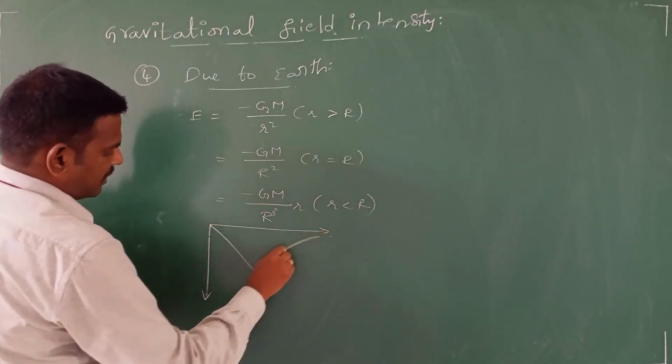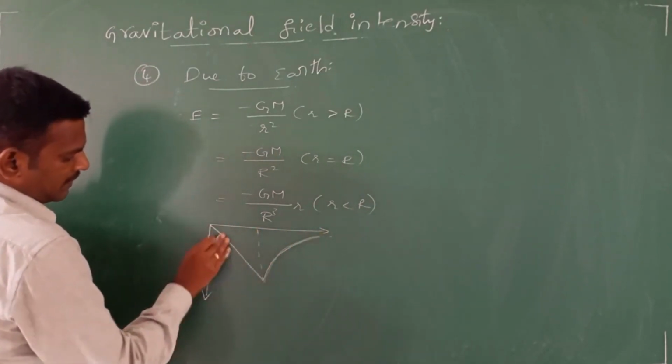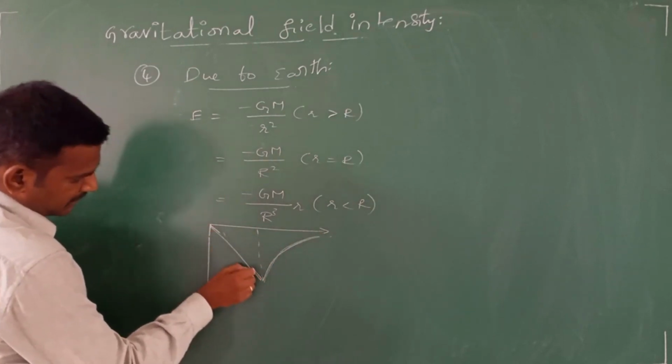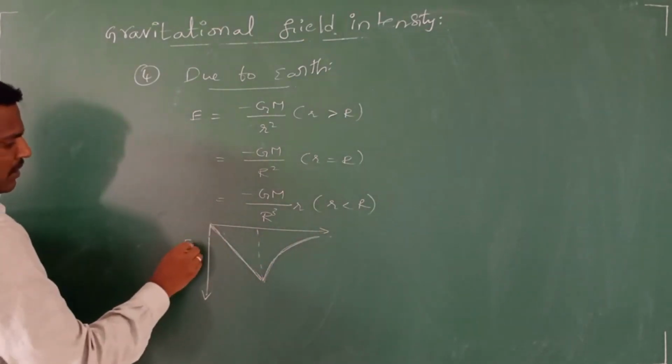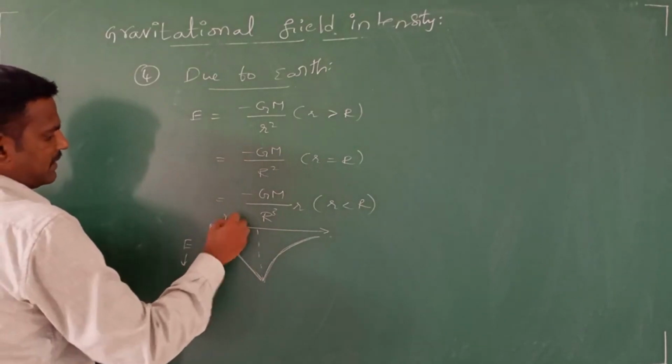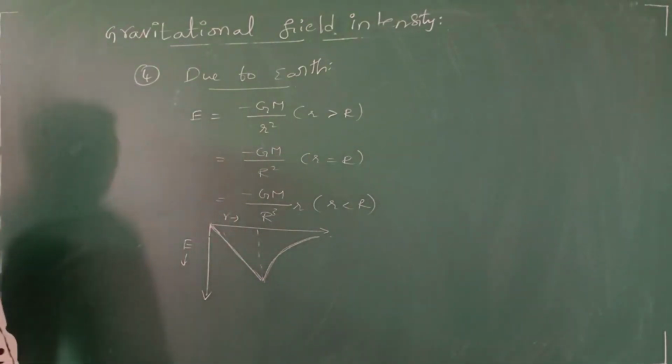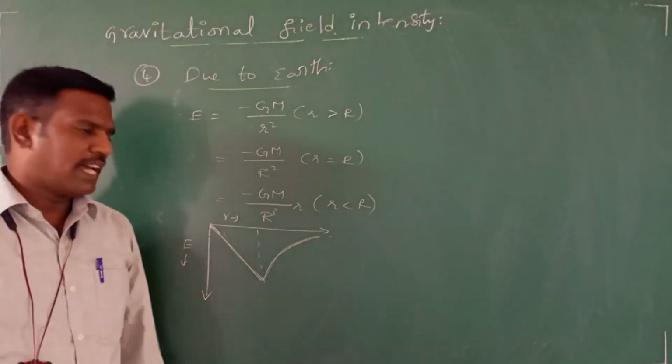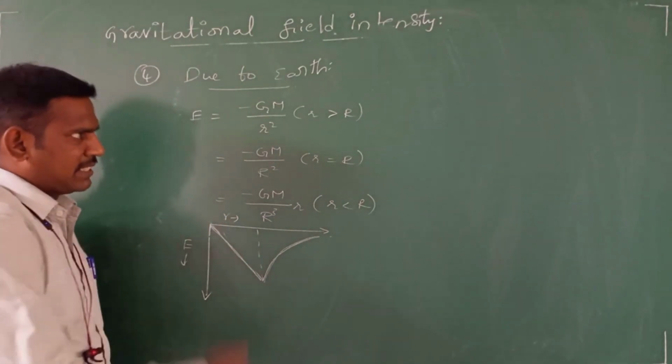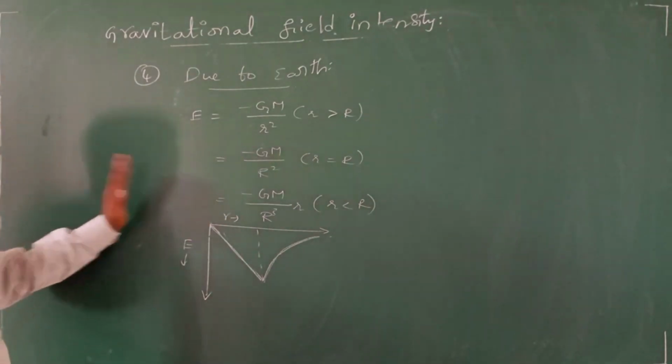And this was one of the old AIPMT questions. They just gave 4 graphs. Among them, which one correctly represents the variation of the gravitational field intensity due to the Earth. So they asked 4 graphs, and among them, this is the correct one. Okay, you are all clear with this one.